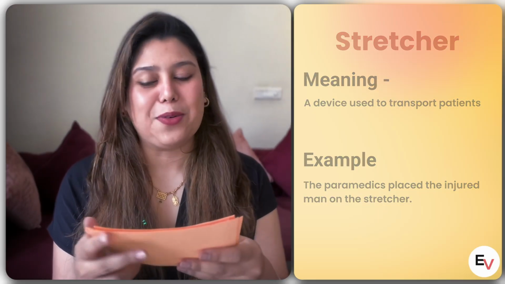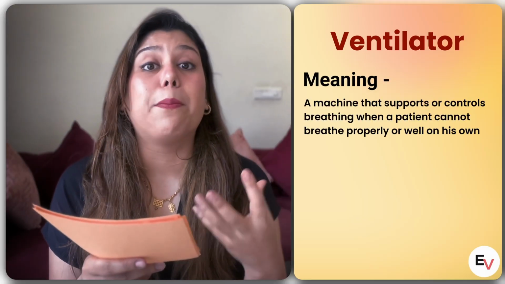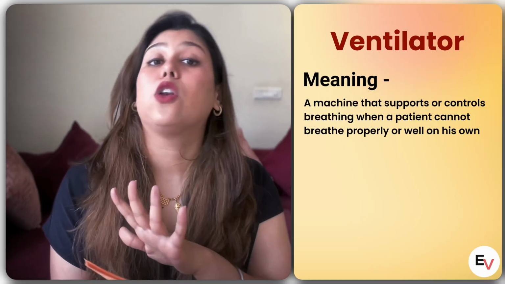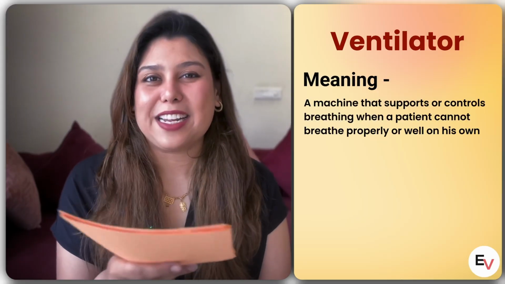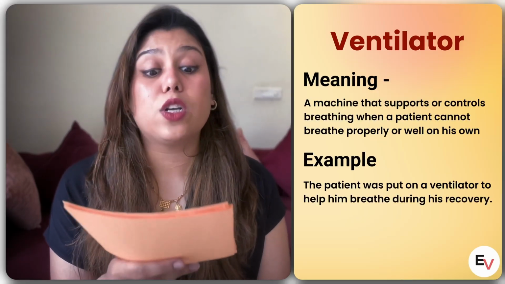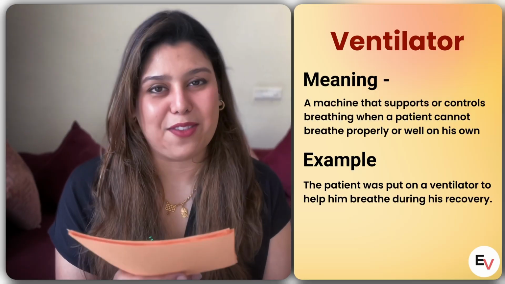Moving on to your next word, ventilator. Repeat after me. Ventilator. Now, a ventilator is a machine that supports or controls breathing when a patient cannot breathe properly or well on his own. Now, let's frame a sentence with this word. The patient was put on a ventilator to help him breathe during his recovery.